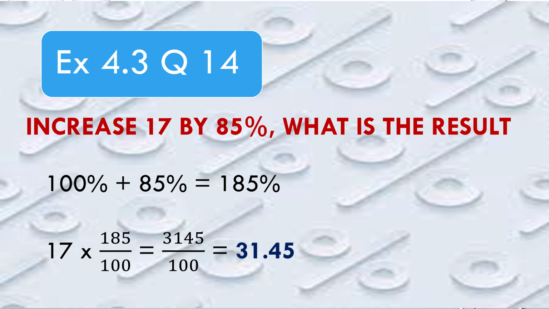You have another way to solve it. You can calculate the 85% of 17, then add it to 17. The result will be the same. But it is a bit longer procedure. So instead of taking 85%, we will take 185% directly to get to the answer.